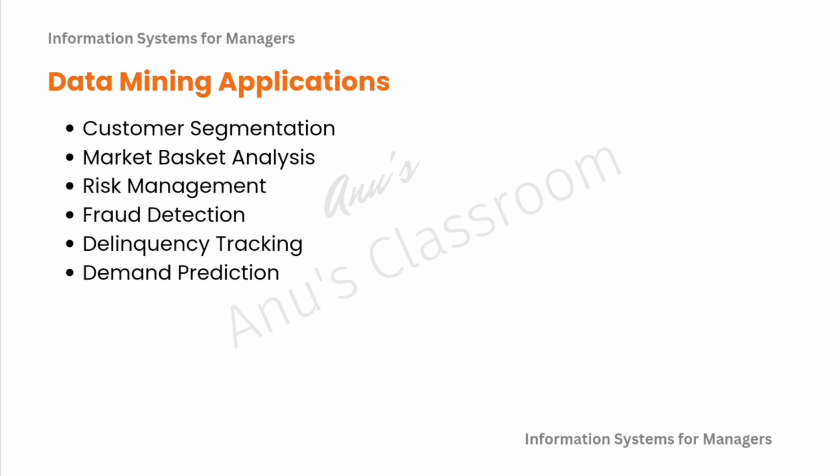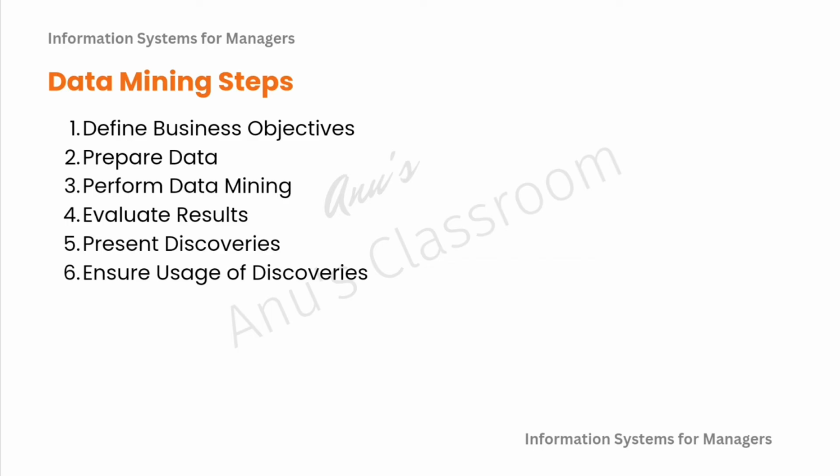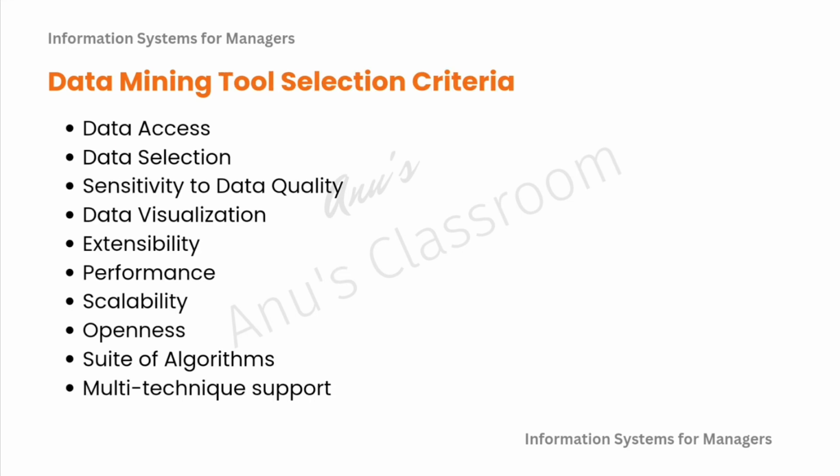Generally data mining gets applied in areas like customer segmentation, market basket analysis, risk management, fraud detection, delinquency tracking, and demand prediction. How we do data mining is, first we define the business objectives, we prepare the data, that is we clean it up and things like that, perform the data mining on it, evaluate the result, present the discoveries, and ensure the usage of those discoveries. That is the whole process behind data mining.